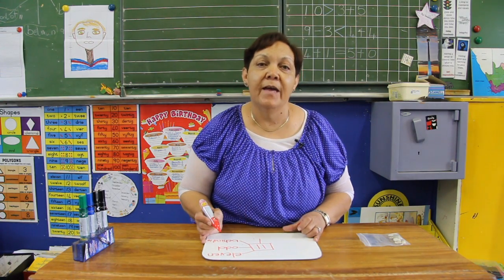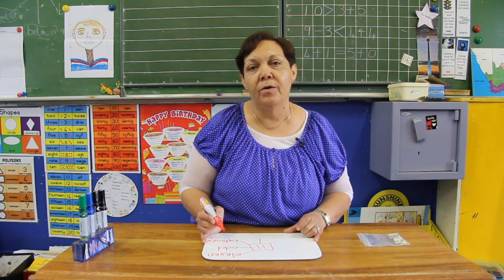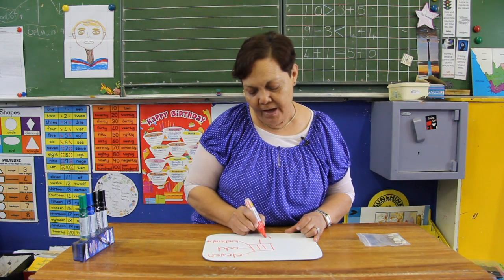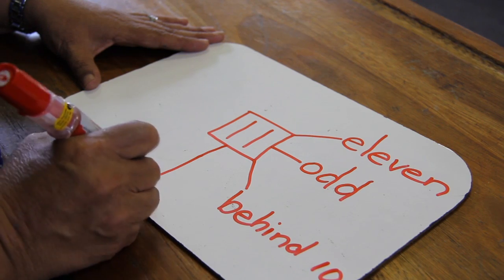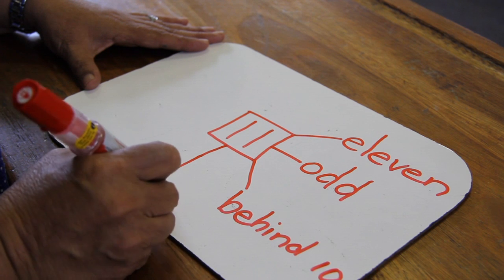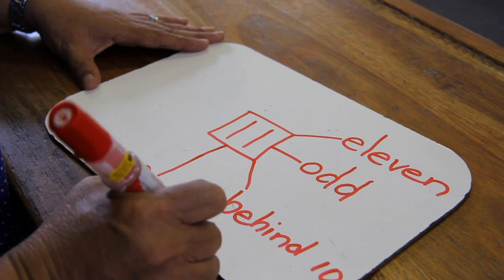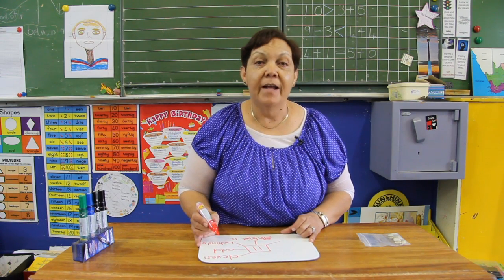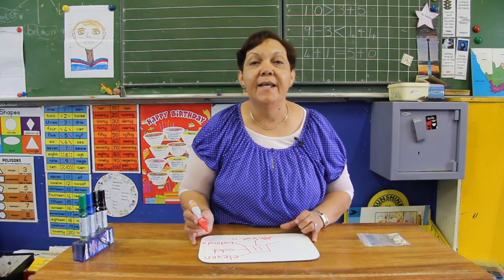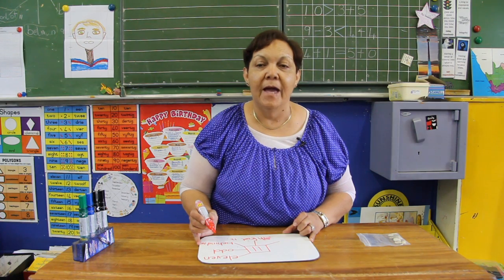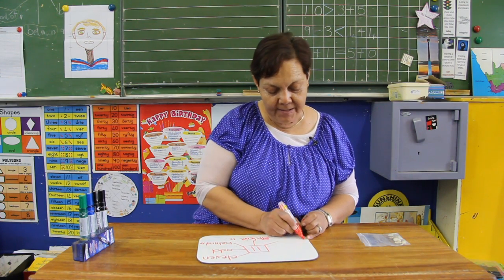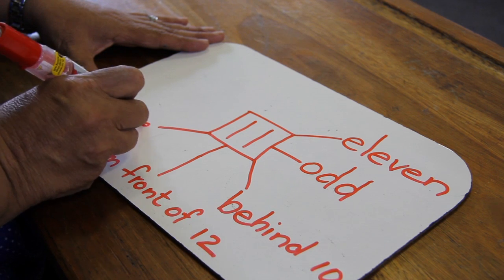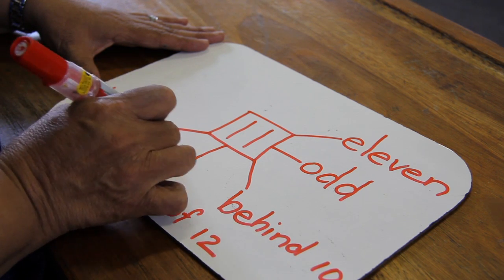Number 11 also stands in front of a number on the number line. It stands in front of 12. And we write in front of 12. Then we know that it also has to stand between numbers. And we look at the number line and discover that it stands between 10 and 12.